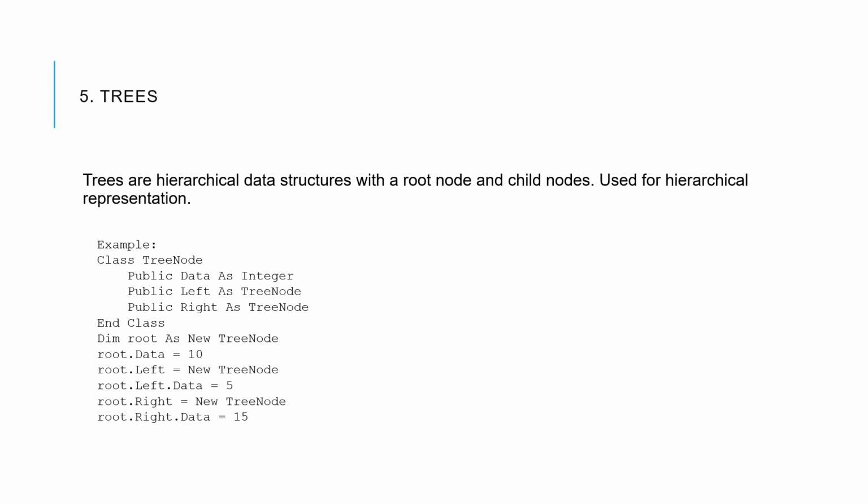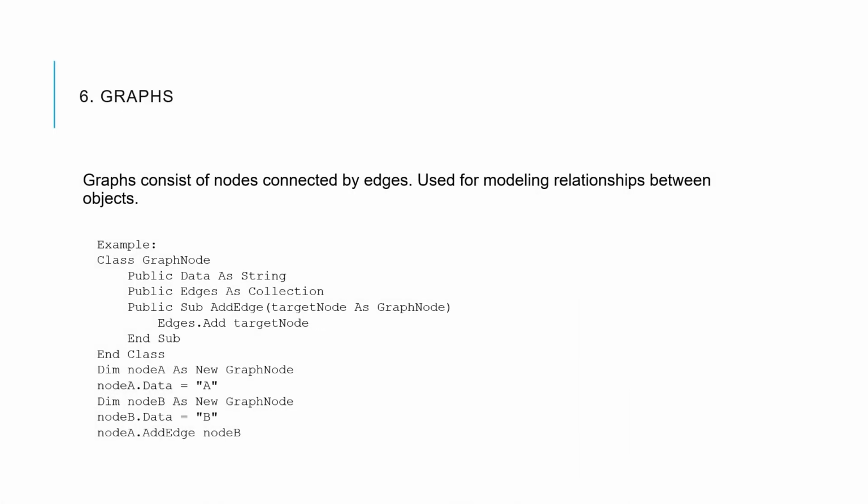Graphs consist of dots, nodes, connected by lines, edges. These dots can represent various things, while the lines show connections. Graphs help us map intricate relationships, from social networks to computer networks.